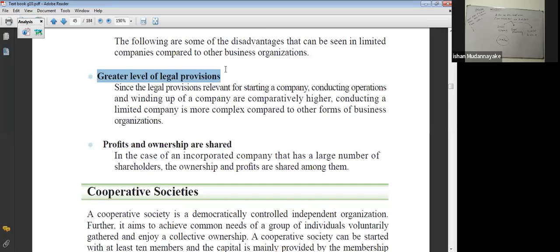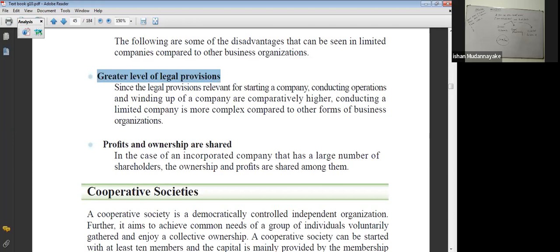Therefore, when you start an incorporated company, you need to follow the guidelines in the Companies Act, as well as when you discontinue or dissolve it. When you are winding up the company, you need to follow the rules and regulations in the Companies Act number 7 of 2007. So the Companies Act number 7 of 2007 influences an incorporated company directly.